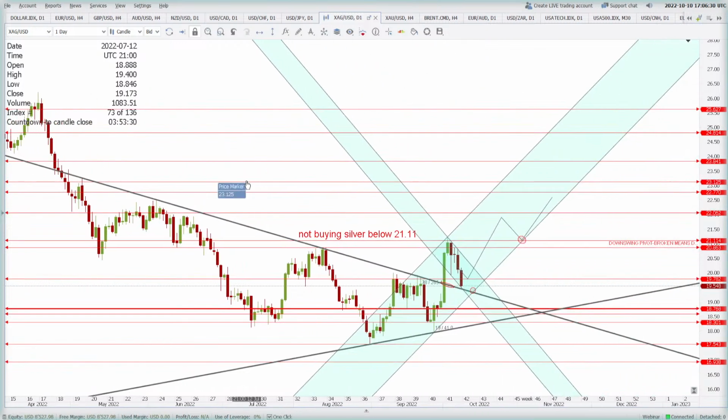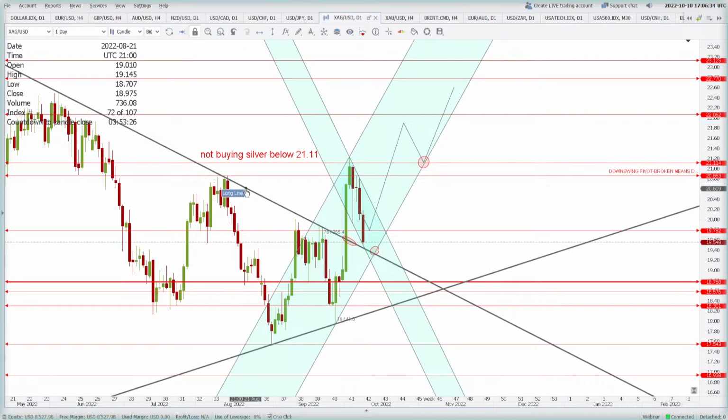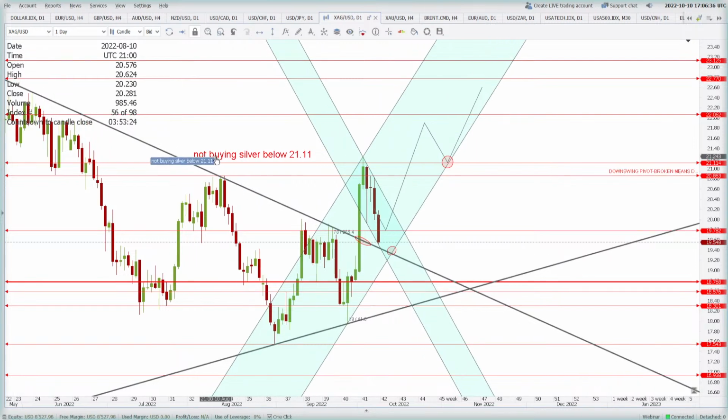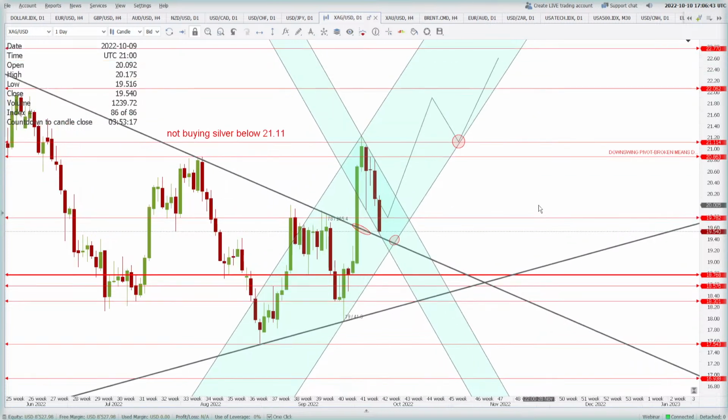The price action, sorry, I do not remember. What you do not remember? Okay, you do not remember why we wrote not buying silver below 21.1. All right, it's okay. It doesn't matter.